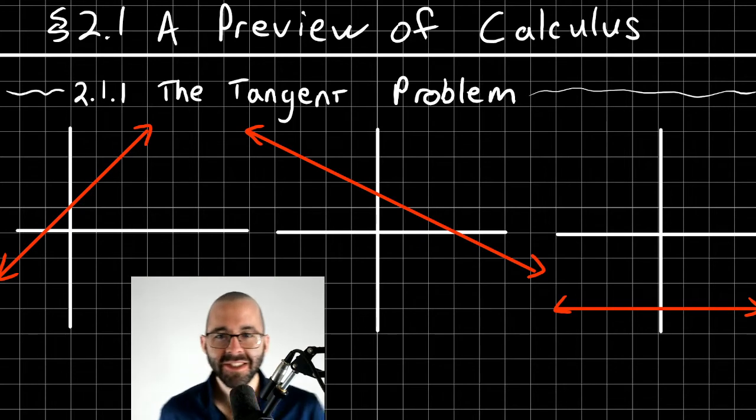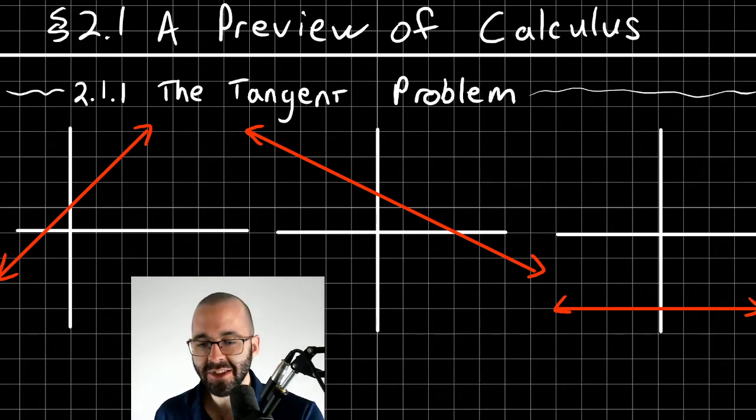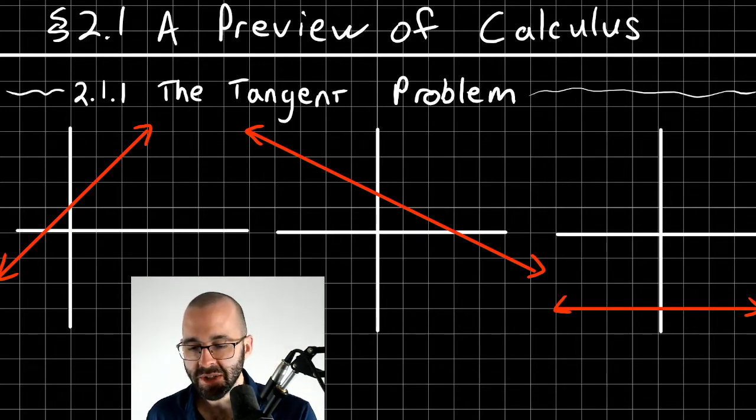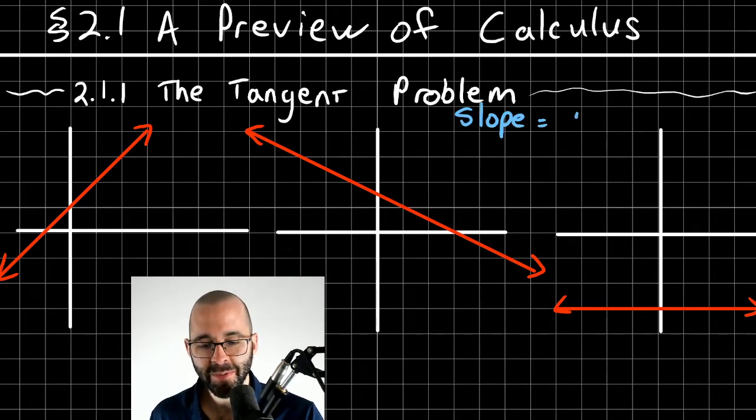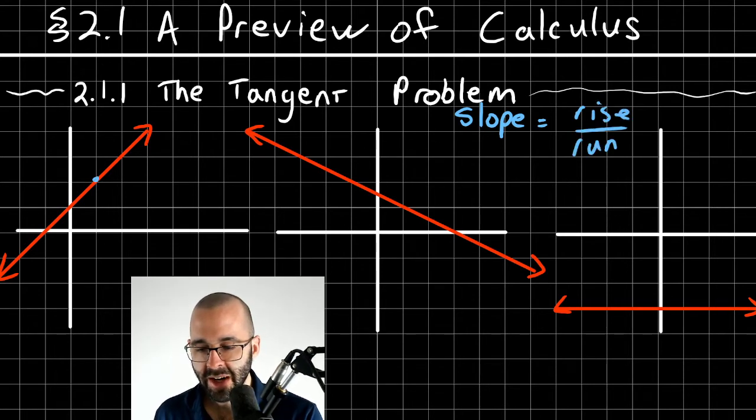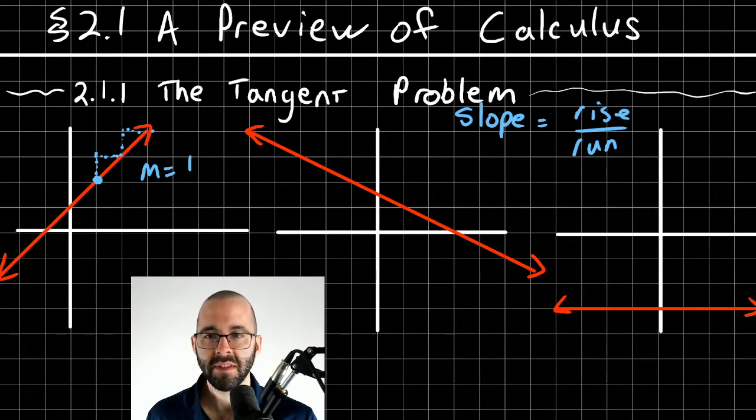So 3 lines. What's the slope of these lines? Slope, remember, is rise over run. At each of these, we can just look at a point and say, okay, we're going up 1, right 1, up 1, right 1. The slope is 1.